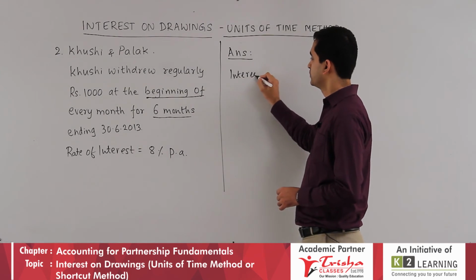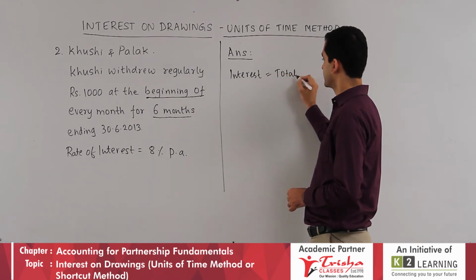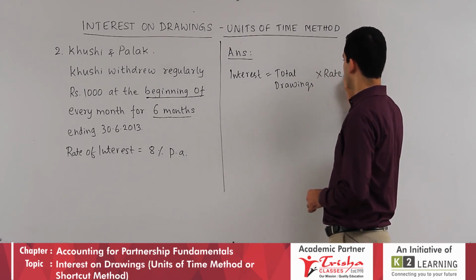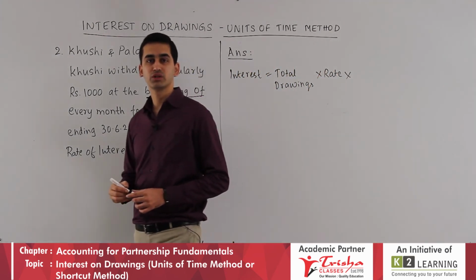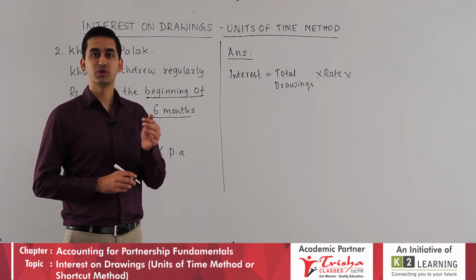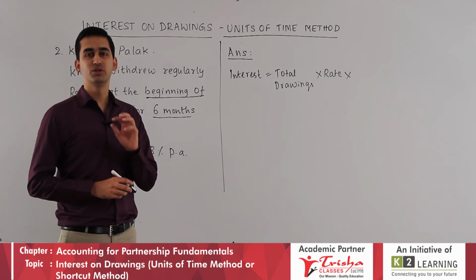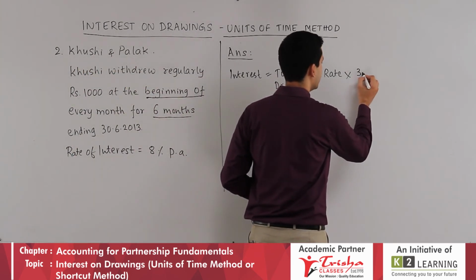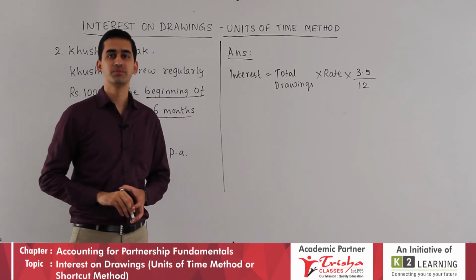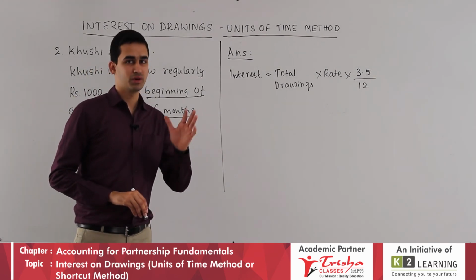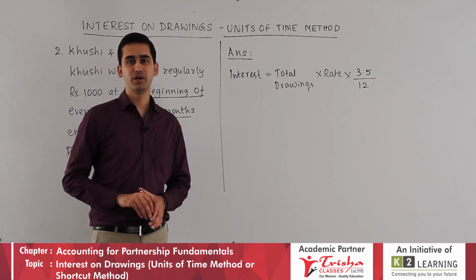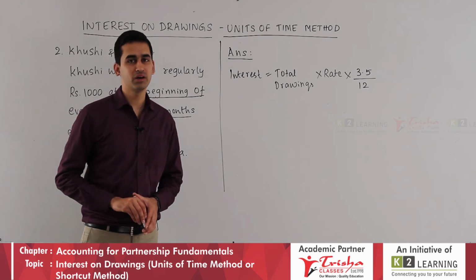Interest is equal to total drawings multiplied by rate of interest. Now, in the previous question, when it was for the full year at the beginning, we did 6.5 divided by 12. When it is only half of that, that is only 6 months, we should multiply that with 3.5 divided by 12. That means, friends, the other three formulas are 3.5 for the beginning of the month, 2.5 for the end of the month, and 3 for the mid of the month, if the withdrawal happens only for 6 months.